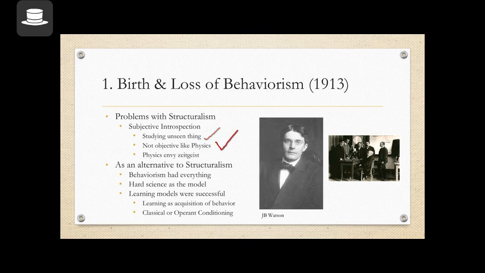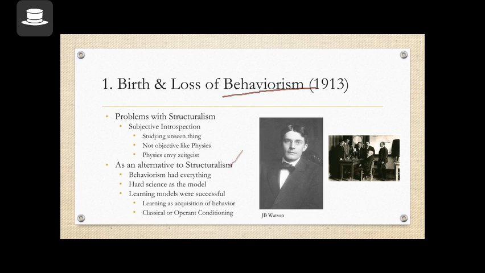And at that time, the whole scientific field, including the newly born psychology, was envious of physics, and every other field was trying to emulate physics. So the problems with structuralism were one reason for the birth of behaviorism. The other one was that, as an alternative to structuralism, there were several, but behaviorism was the best possible available alternative at that point.